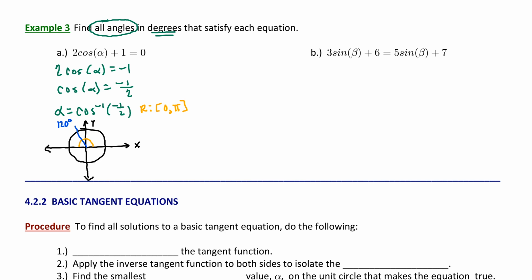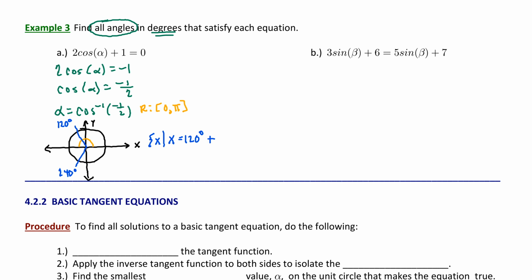But we also know from our knowledge of the unit circle that cosine is negative also in quadrant 3. So at 240 degrees, the cosine value there is also negative 1/2. So we can now use those two angles as our springboard to express all the solutions to this equation. So the solution to this equation will be the set of all x such that x equals 120 degrees plus any angle coterminal with 120 degrees.